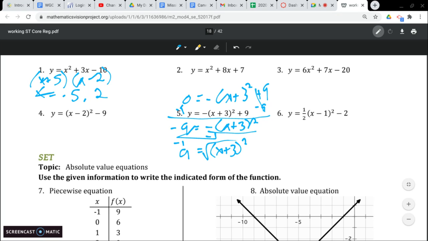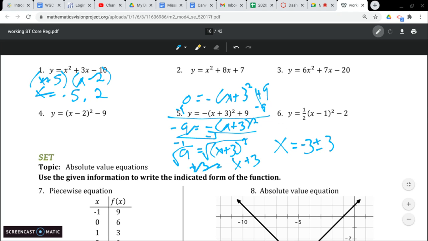Now to get rid of the square, we take the square root. So the square root of 9 is plus or minus 3 equals x plus 3. And so then our solution will be x equals negative 3 plus or minus 3. So we'd have 0 and we'd have negative 6 for our two solutions. But you can leave it just like this. That's perfectly fine. It'll be the same idea for 4 and 6.